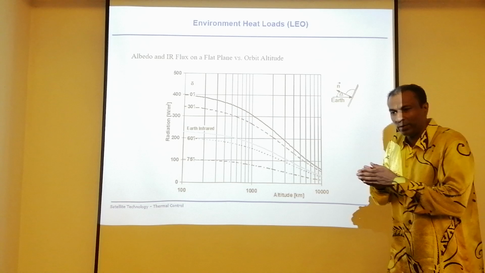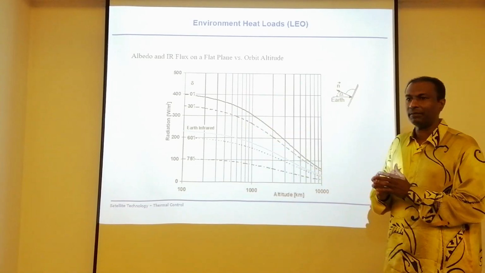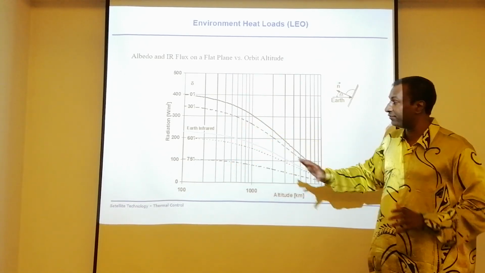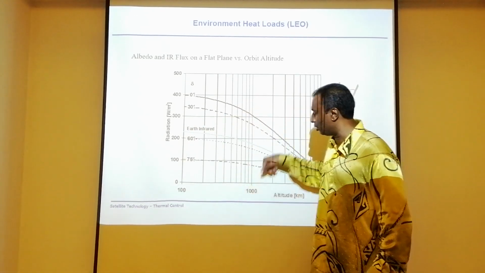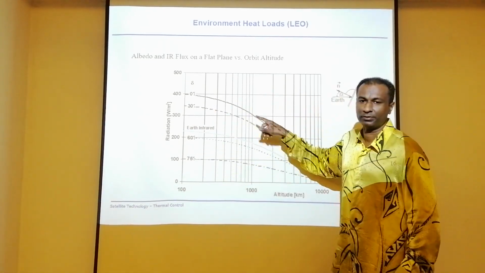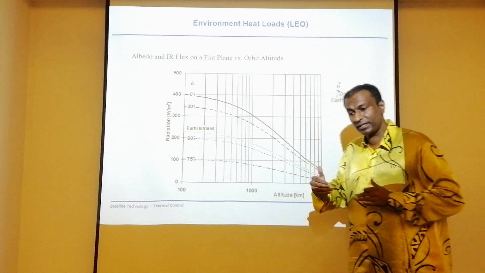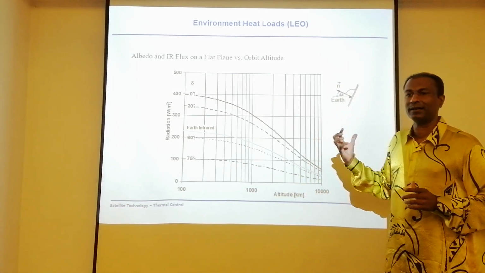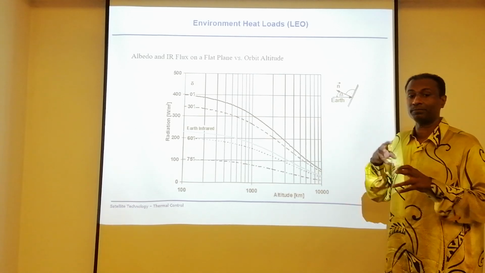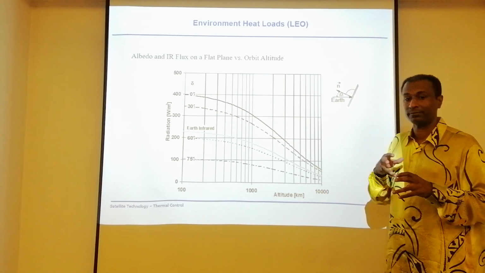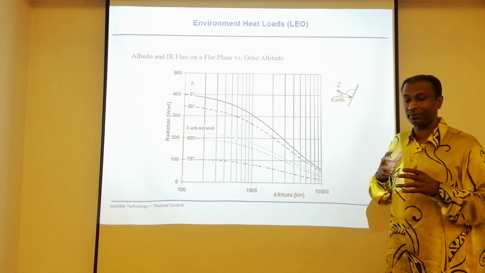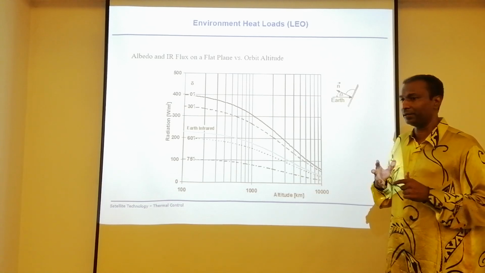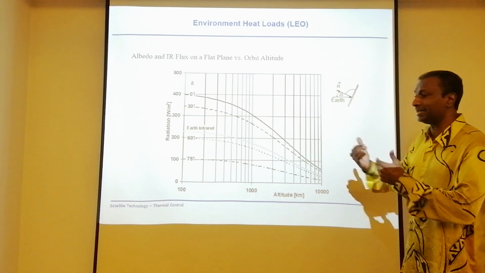Earth infrared gets weaker when you go further. Albedo gets weaker when you go further. So it is very predominant for low Earth orbit. It's going to heat you up. But when you go further, you will lose these two, but then the heating from the sun towards the spacecraft is going to get predominantly big, because you're getting near to the sun.